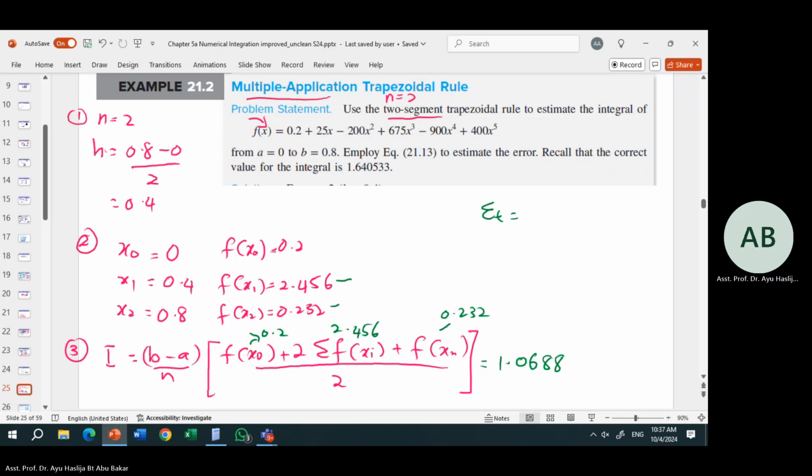Okay. 34.9, yes. Okay, so you see n equals 2. This is the true error. Previously, n equals 1 is 89 something. That's the first example. Okay, so it reduced by half when you increase the segment.